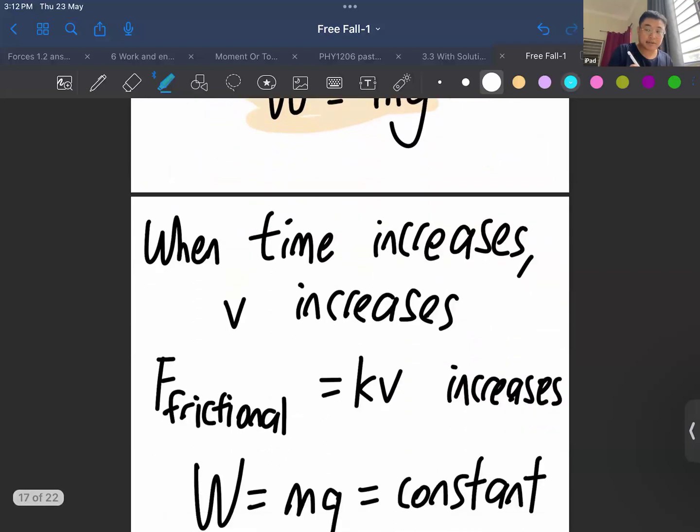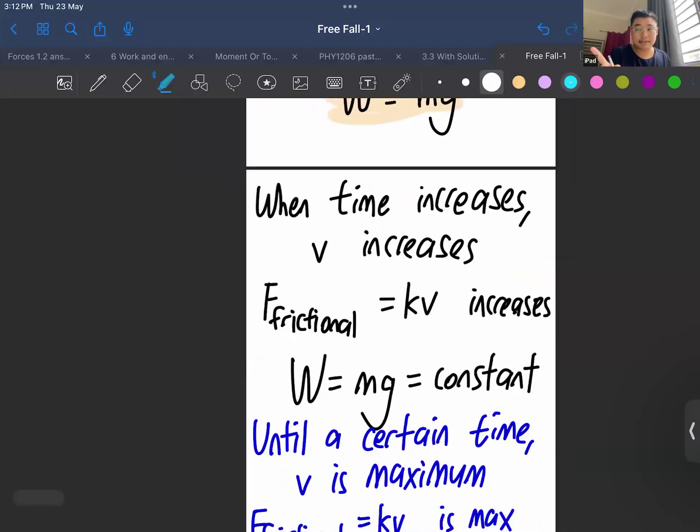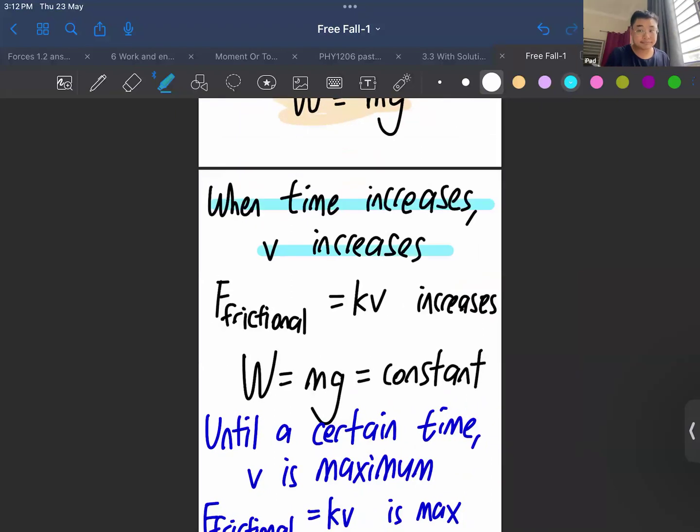Okay, as time increases, your velocity increases. And then when your velocity increases, your frictional force will also increase. But at the same time, your weight is a constant. You try to imagine, as time passes by, your velocity actually increases, and then your frictional force will also increase correspondingly. And throughout the journey, your weight is still a constant. Are you happy? Yes.